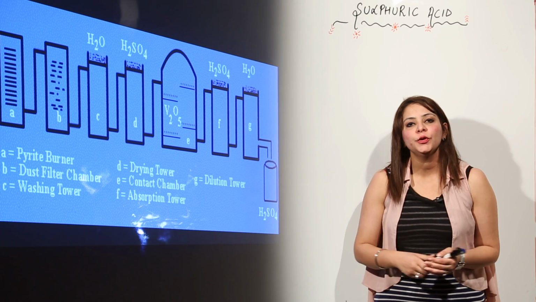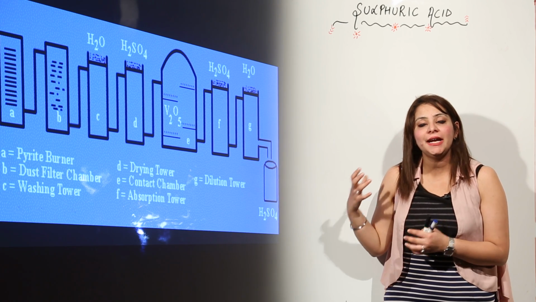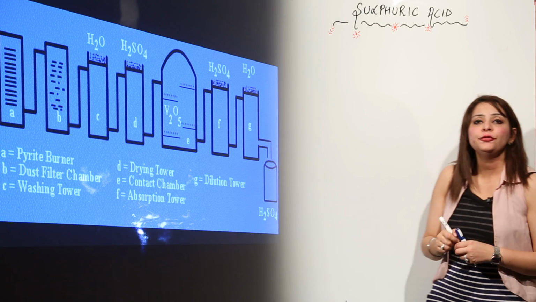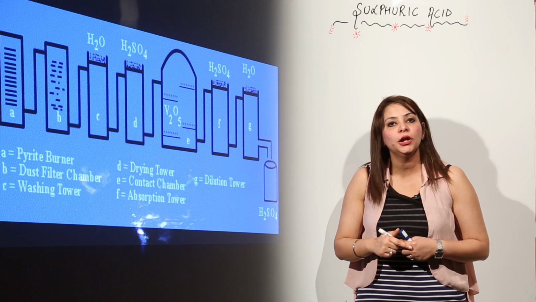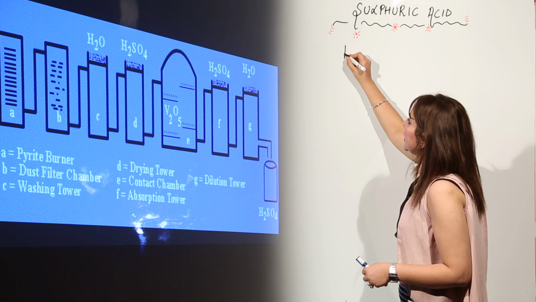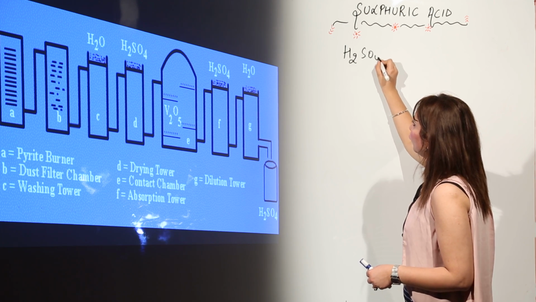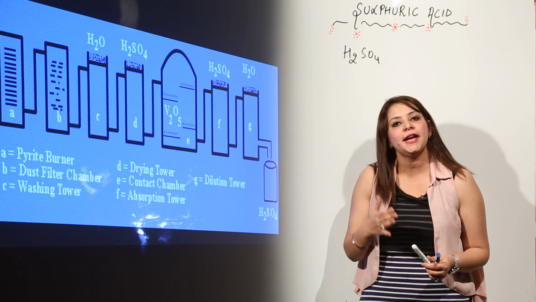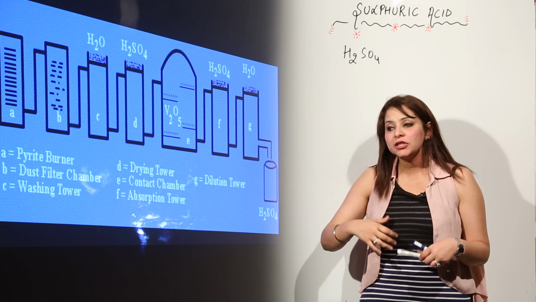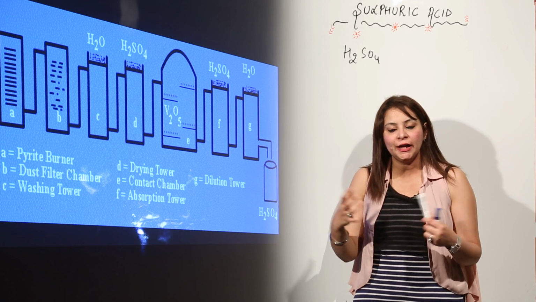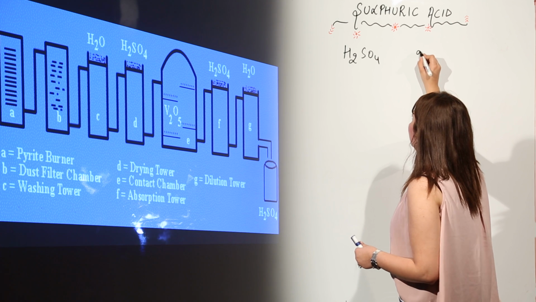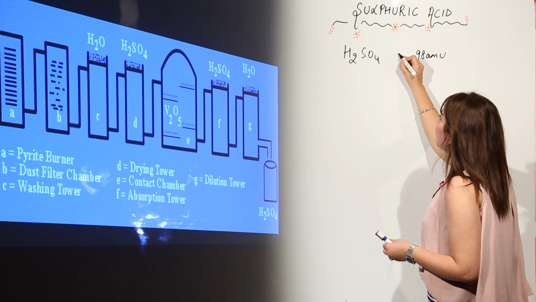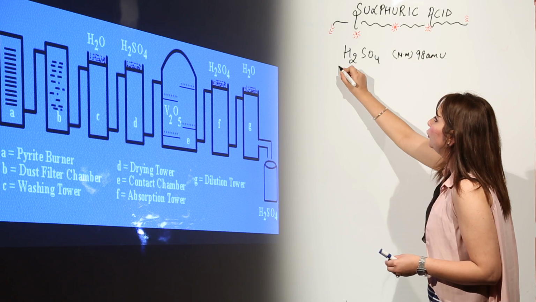We are going to start with the organic compound, that is, the detailed study of the organic compound, that is sulfuric acid. First of all, you should know the formula of sulfuric acid. It is H2SO4. Sulfuric acid is indicated by the molecular formula H2SO4, and when we calculate its molecular mass, it comes out to be 98 atomic mass units. So that is the molecular mass of sulfuric acid.